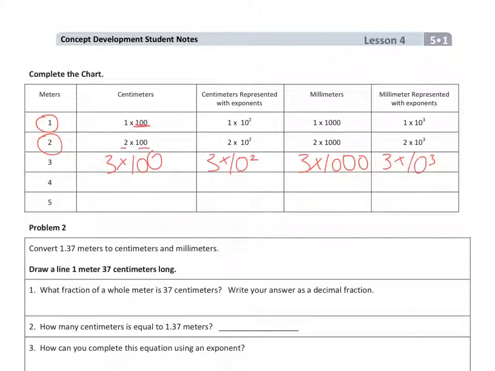All right, on your own, I'd like you to fill in for meters 4 and 5, and then we'll move on to problem 2 once you're done.